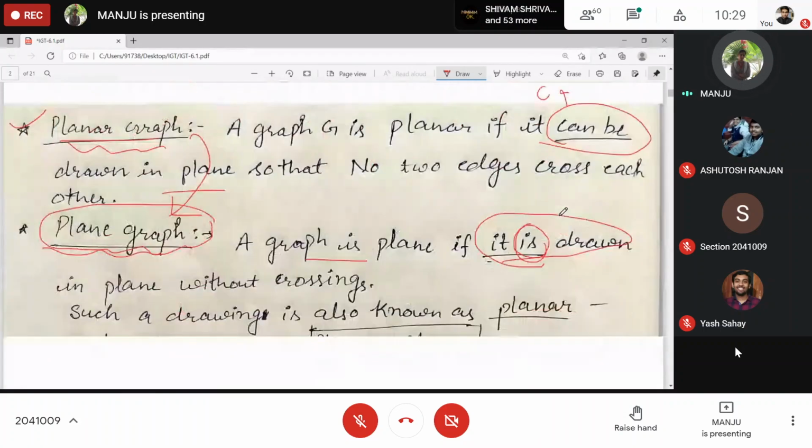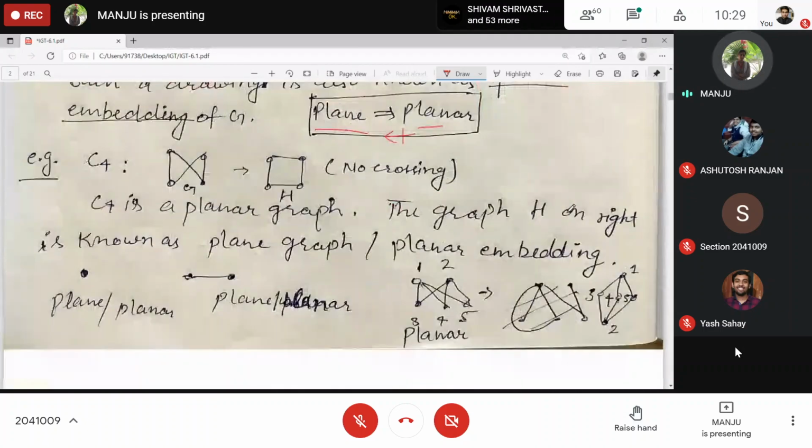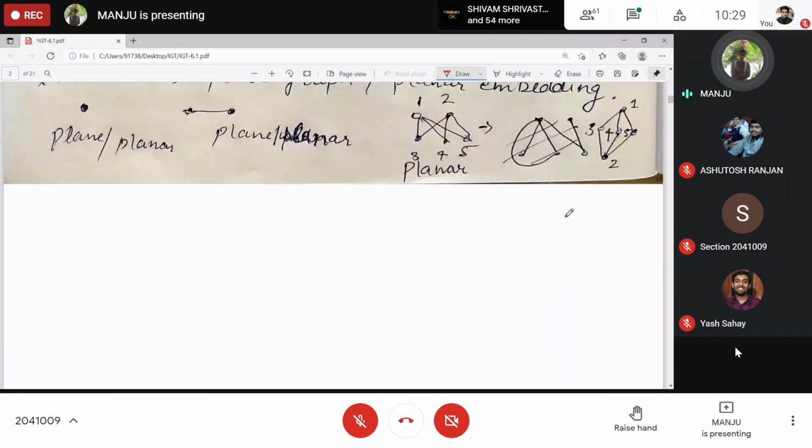What about the Petersen graph? Not planar. I'm just drawing five vertices.